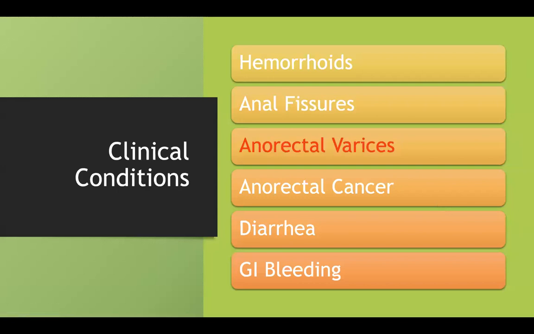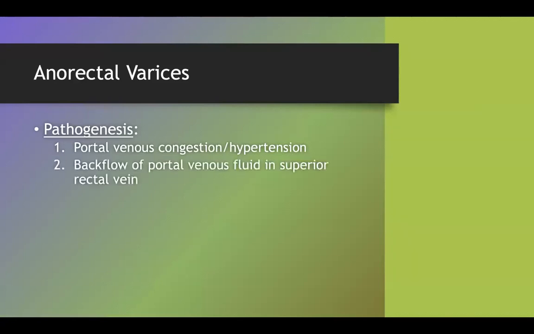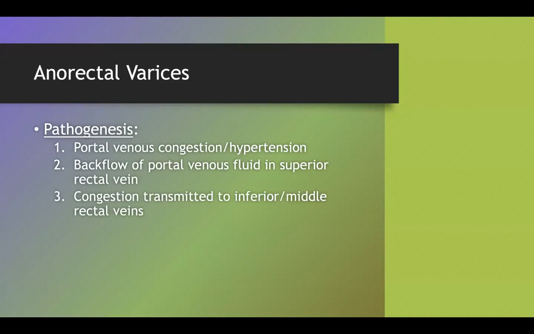Let's move on to anorectal varices. So the pathogenesis of these, you'll have portal venous congestion or hypertension. All that portal congestion will back up in your portal system. And so you're going to get a backup in the superior rectal vein. Because there's a connection between your superior rectal vein and your middle and inferior rectal veins, some of that hypertension and congestion will be brought back. There's going to be a back pressure, which will start filling up those veins.